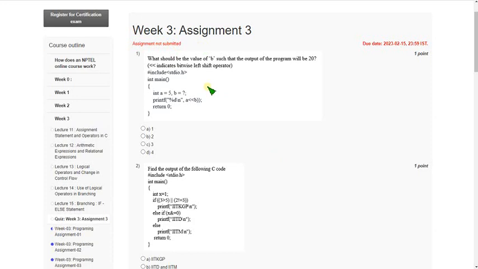So let's get into the video. The first one: what should be the value of B such that the output of the program will be 20? So here, what should be the value that gets you the output 20? The B value is 2. That means option B. So mark option B as the correct answer for the first question.